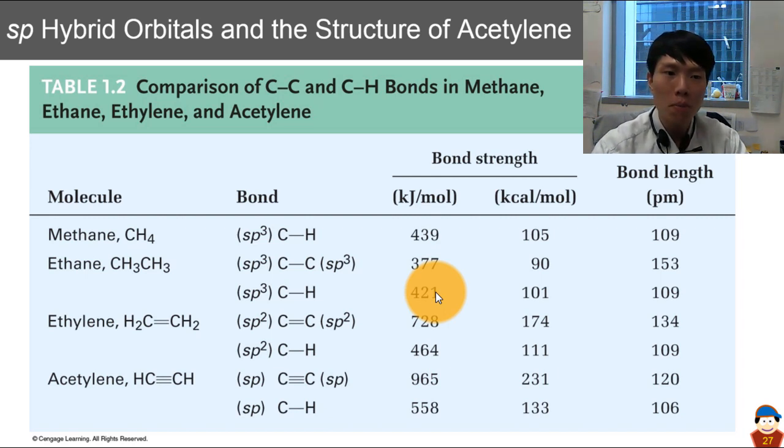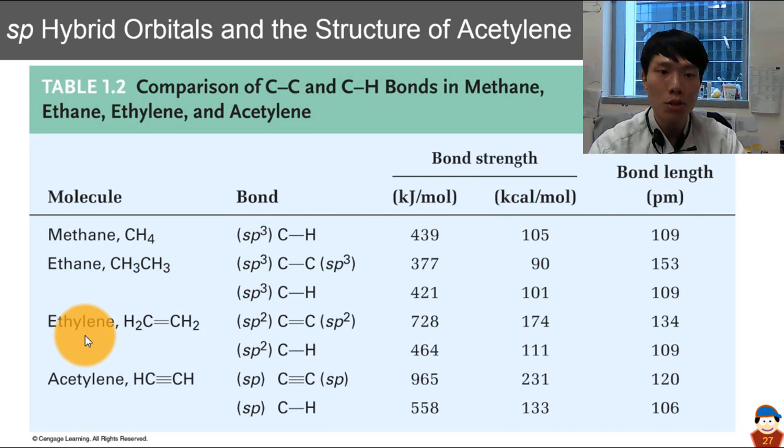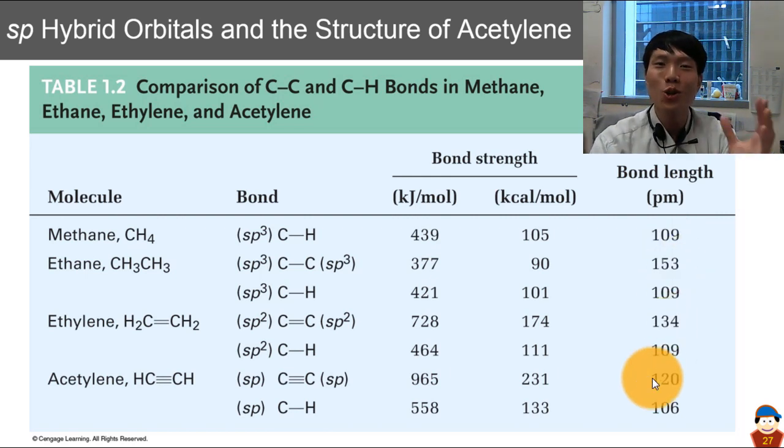So here is a table to compare the kinds of bonds that you can find in the different organic molecules shown: the bond strength, bond energy, and the bond length. And you see that the relationship is the longer the bond, the weaker the bond. The shorter the bond, the stronger the bond.